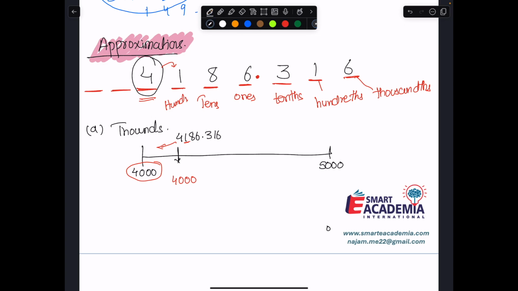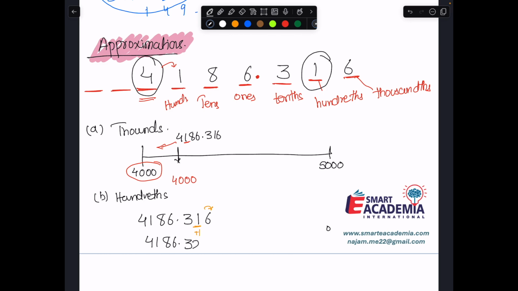Let's try another example. Let's say I say round this number to the nearest hundredth. Hundredths means this is where I want to round it to. So what this means is I can just simply say 4186.316, right? So this is where I want to round it to. The next number I know is greater than 5, so I just have to add 1 to this. So this will be 4186.320. So this is what I've rounded my number to.